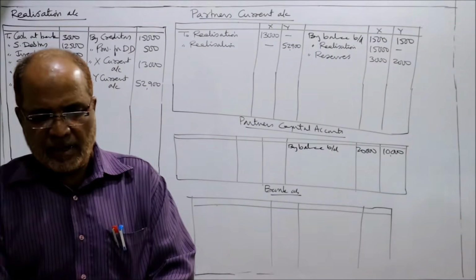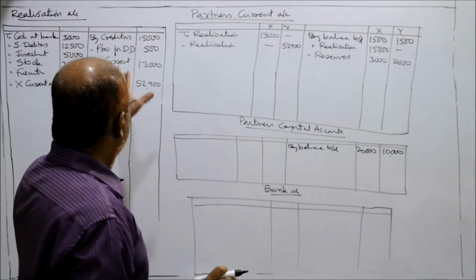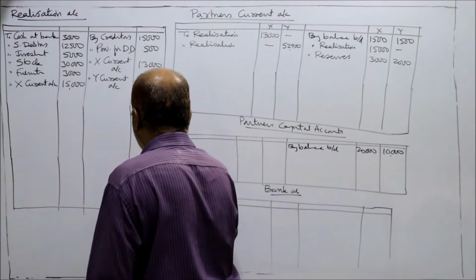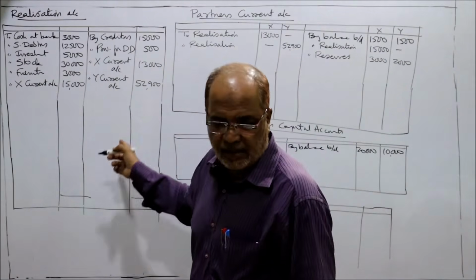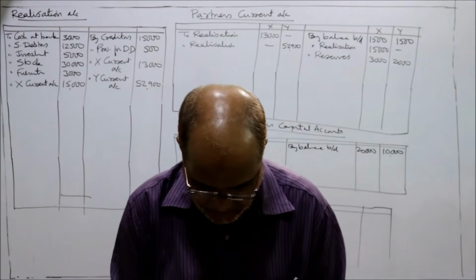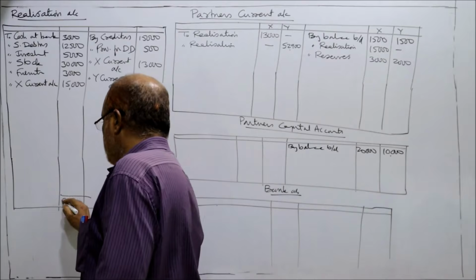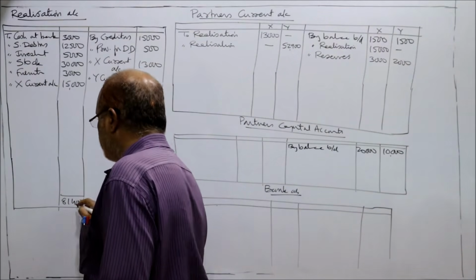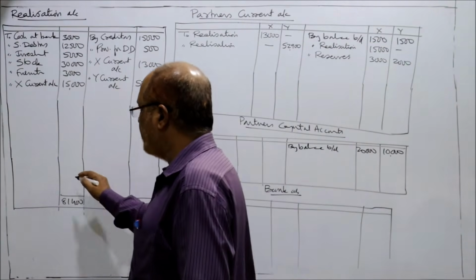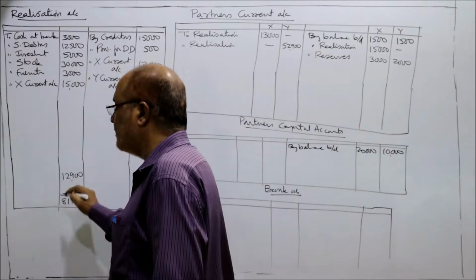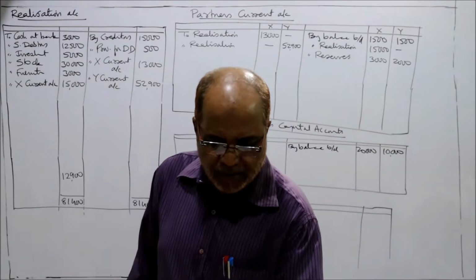Now the 7th entry is profit or loss on realization. Here in the realization account you will find that the credit side is more. The credit side total you are going to get is 81,400. From this 81,400 subtract all debit items, and you are going to get a balancing figure of 12,900. This is the profit on realization.